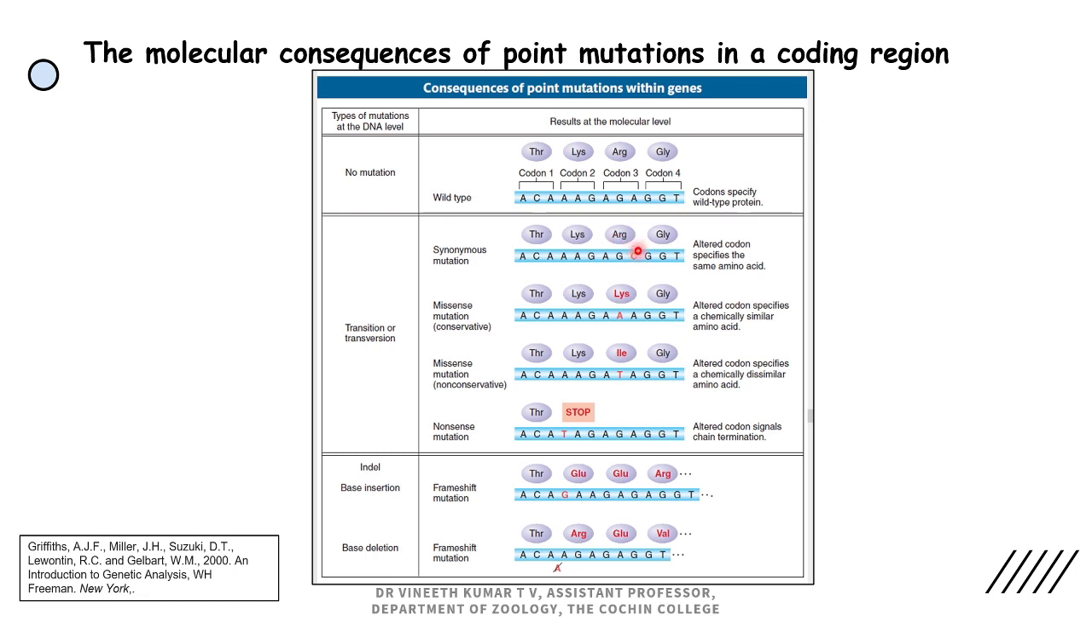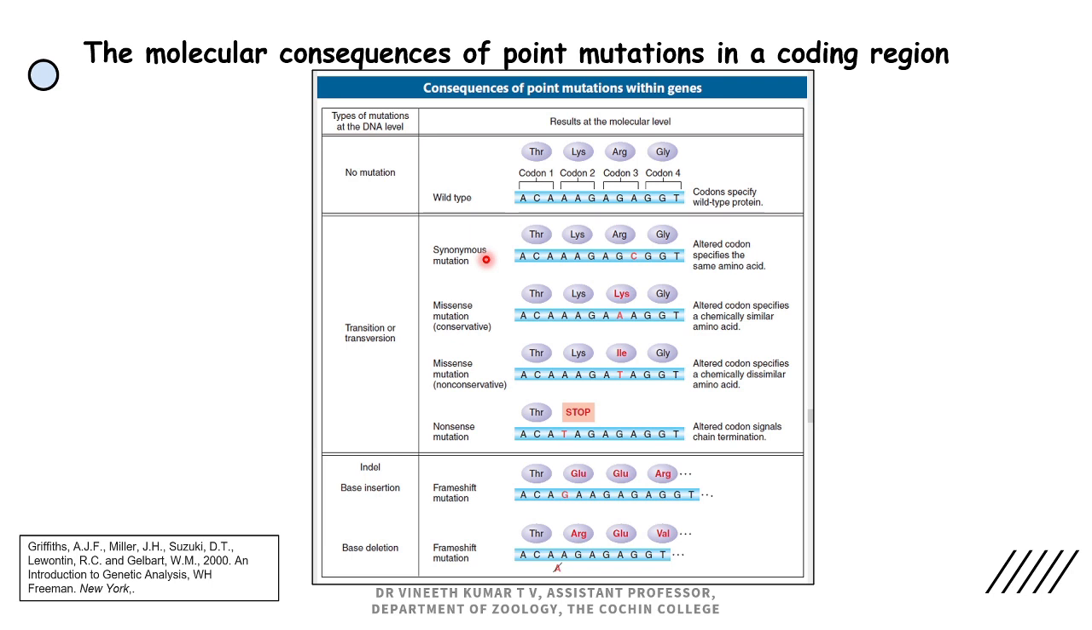So this point mutation is a mutation because there is a change in the DNA sequence, but that does not reflect in the protein. The protein is a normal one. You can see this is a normal sequence, and this is also the normal sequence. So this is a transversion. This altered codon is specifying the same amino acid, and such mutations are called synonymous. Synonymous means there is a mutation, but that mutation is giving you the same meaning. That is why it is called synonymous.